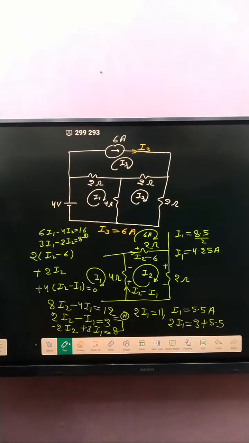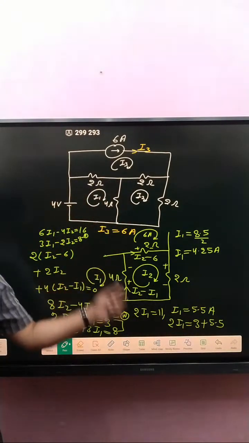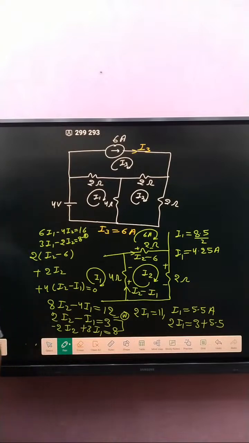So we got I1, I2 and I3 is 6 ampere. This is the final answer. I hope all doubts are clear corresponding to mesh analysis. If anyone faces doubt, then tell me, I will discuss again.